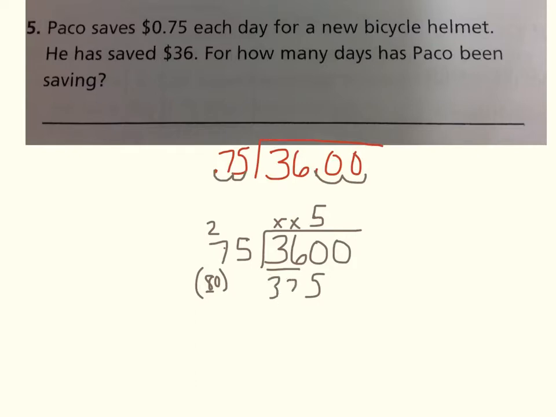Okay, that did not work. I should not have taken the chance, I guess. So we're going to go down to 4. 4 times 5 is 20.